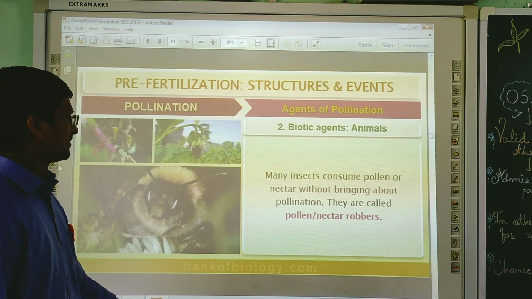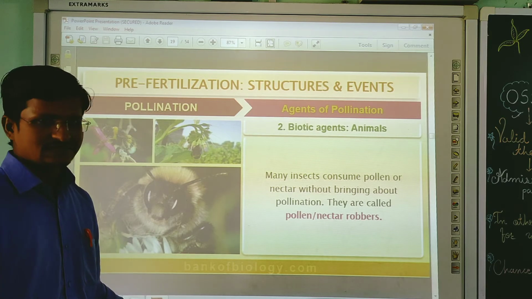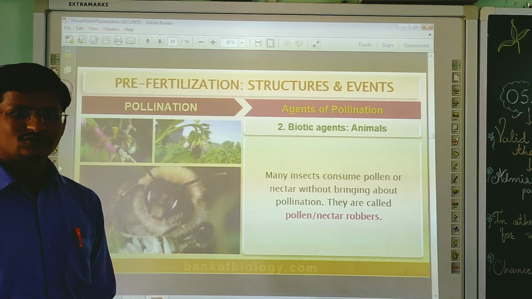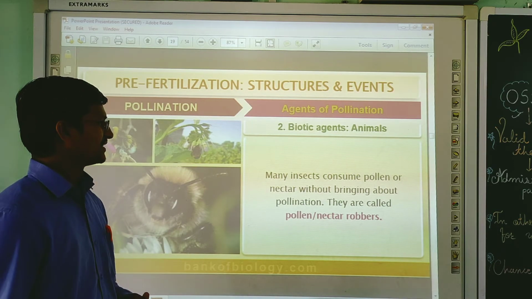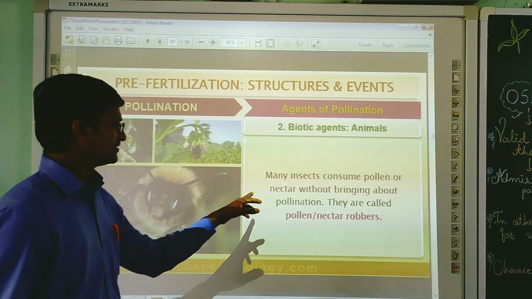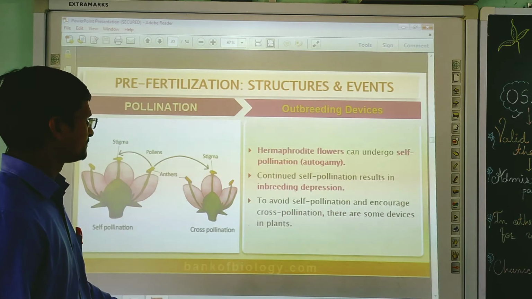So many insects consume pollen or nectar without bringing about pollination. They are called pollen or nectar robbers. Generally they are doing robbery, chori, from this process. Okay, so they are nectar robbers.